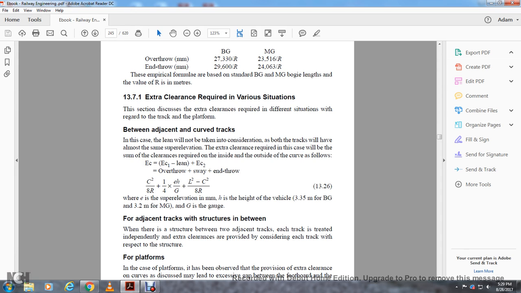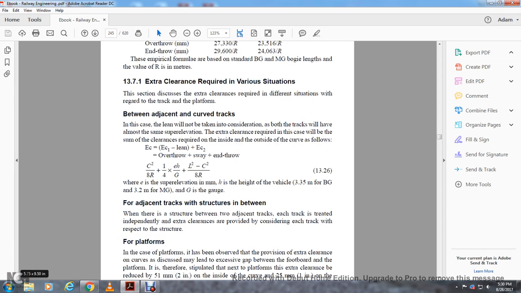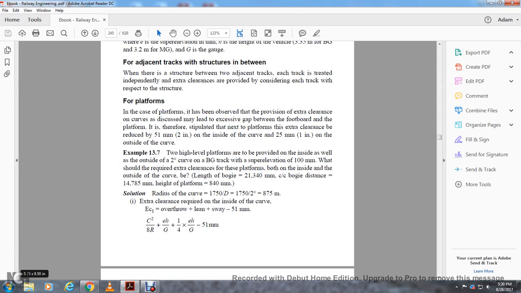For adjacent tracks with a structure in between, where there is a structure between the two adjacent tracks, each of the tracks is treated independently. Extra clearances are provided considering each track with respect to the structure. Platforms. In the case of platforms, the provision of extra clearance on the curve discussed may cause an excessive gap between the footboard and the platform. Therefore, it is stipulated that the platform's extra clearance be reduced by 51 millimeters or 2 inches on the inside of the curve, and by 25 millimeters or 1 inch on the outside of the curve.